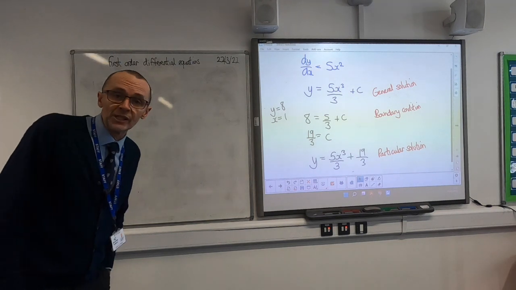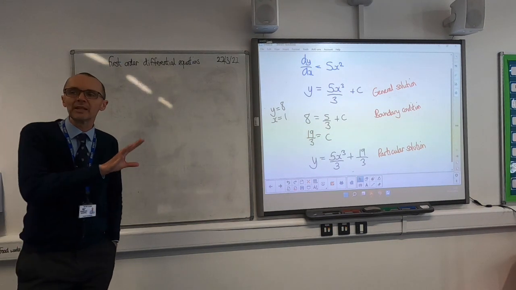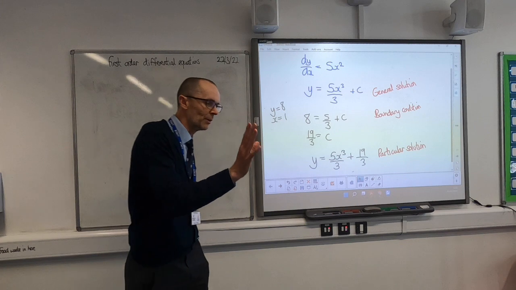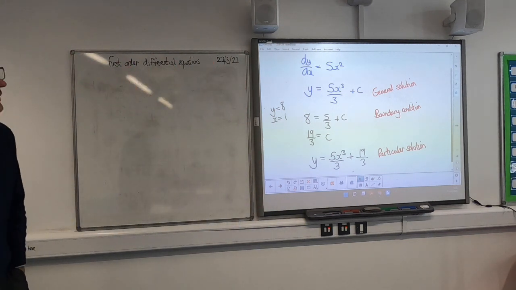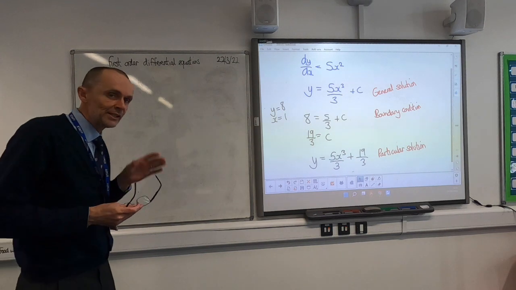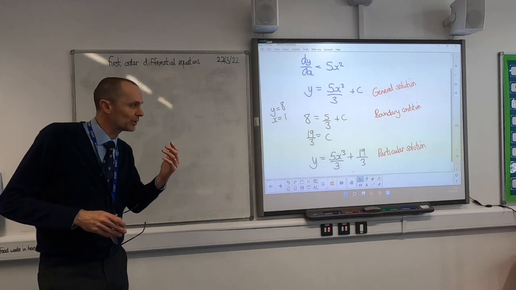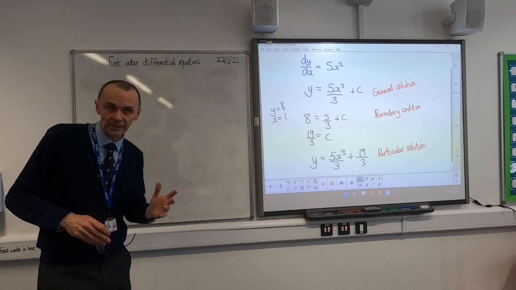So a differential equation is just an equation with d something by d something in, and we know it's not always dy by dx, dh by dt, dv by dw, whatever. And integrating gives us a general solution, substituting some values in gives us a particular solution.